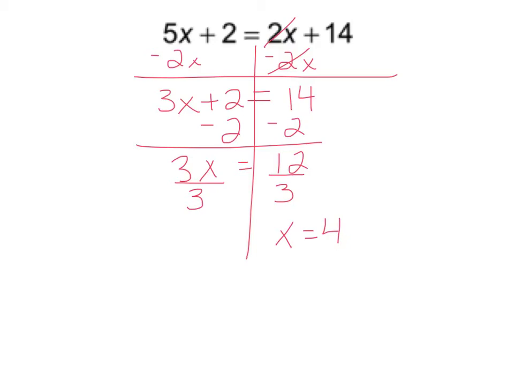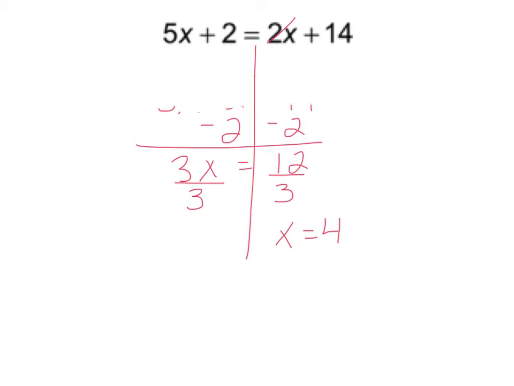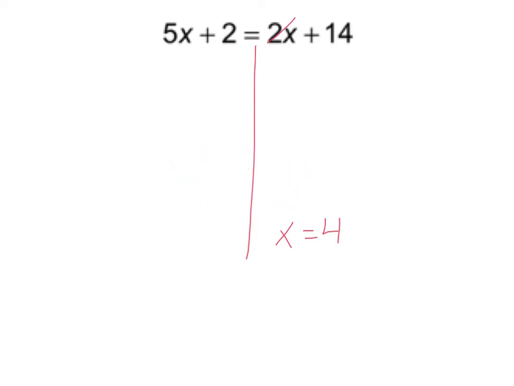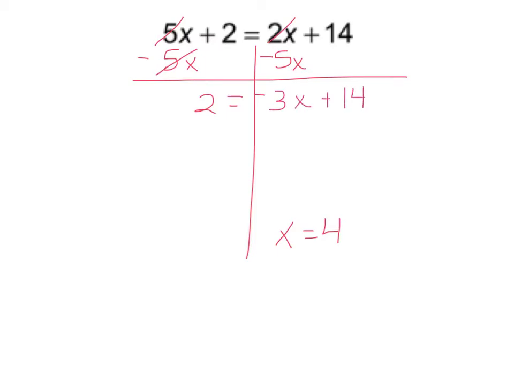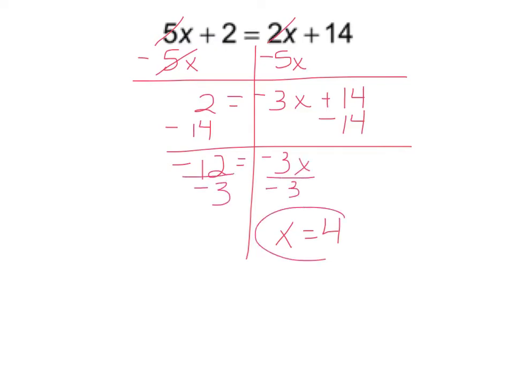Alright, the other way you could have done this is by actually subtracting the 5 first. And if you would have done that, you would have subtracted the 5 here. And then these would have canceled out, so we would have had 2 equals 2 minus 5 now is negative 3x plus 14. And we want to subtract the 14. So negative 12 equals negative 3x. Divide by negative 3. And you still get x is 4.